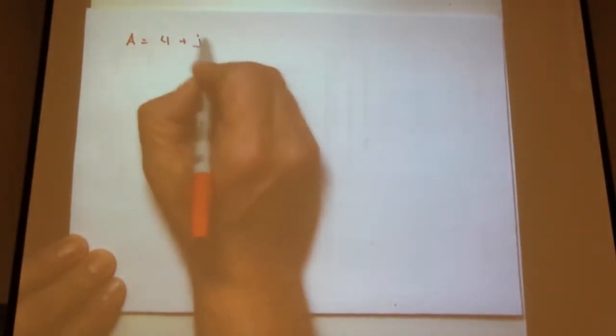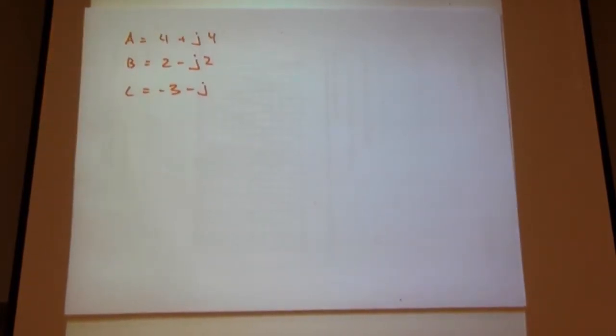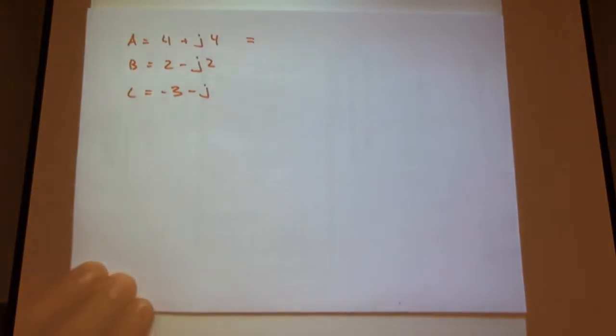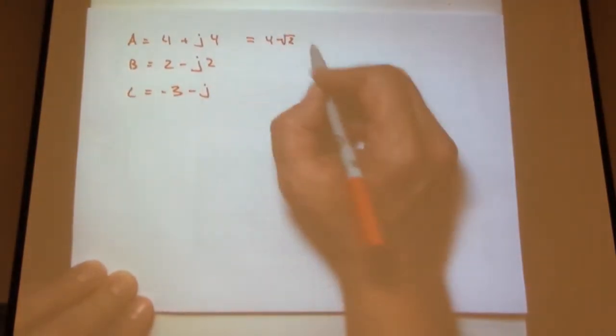And on that note, we can do some quick mathematics. I gave you a little handout, some various complex numbers. A equals 4 plus J4, B equals 2 minus J2, C equals minus 3 minus J. And so, typically, before I dive into any calculations, I do tend to write them in phasor form as well. And we can do the first two by inspection.